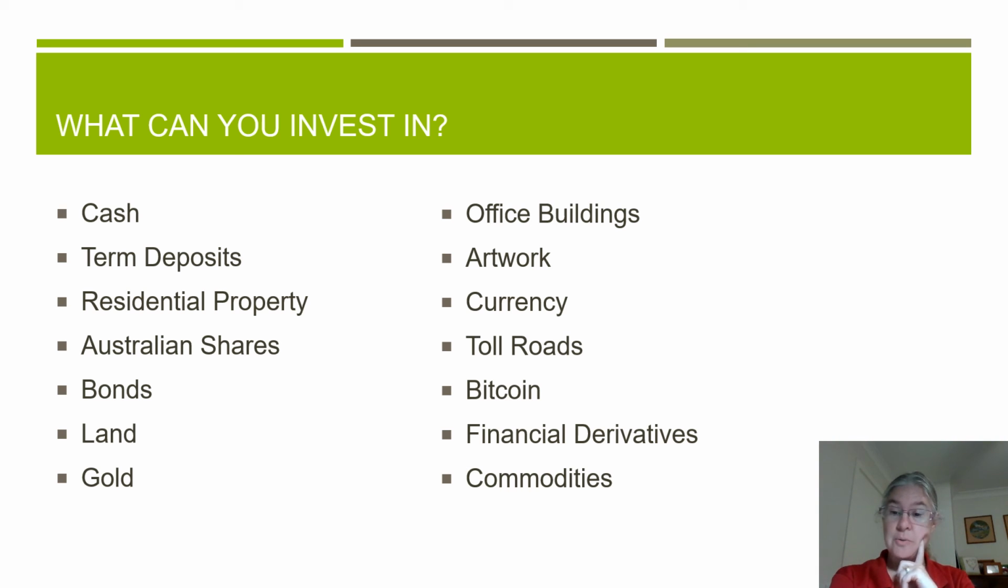A little bit more unusual is buying actual office buildings, so commercial property instead of residential. Artwork, currencies, so you could buy foreign currencies and use that as an investment. Toll roads, Bitcoins. I'm always scared about Bitcoins. It would be interesting to know if any of you are trying investing in Bitcoins. Financial derivatives and commodities. So there's a large range of choices that we can invest in.